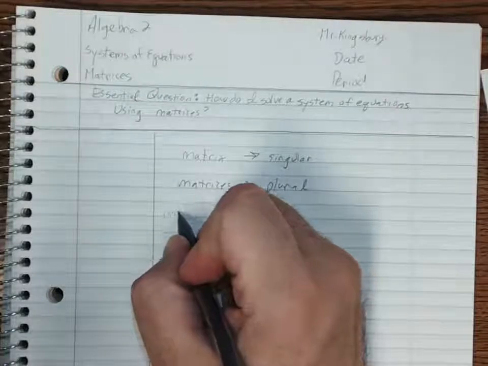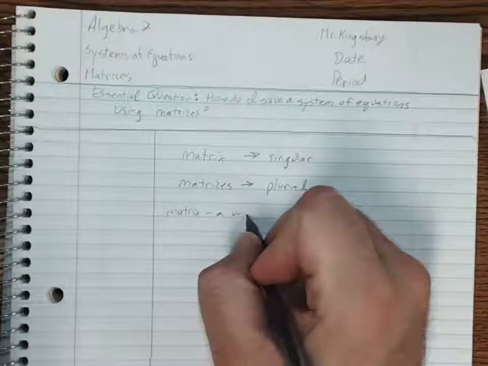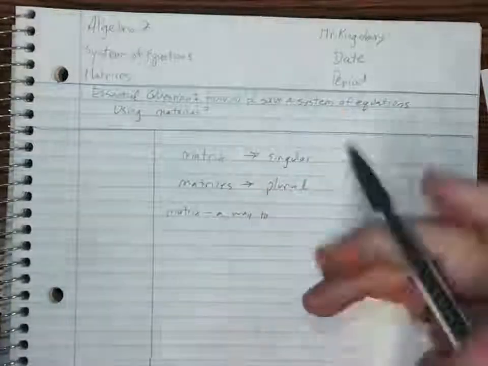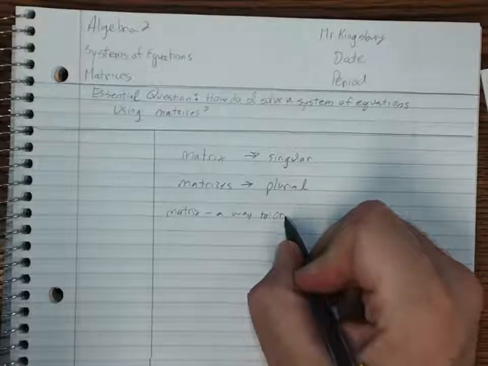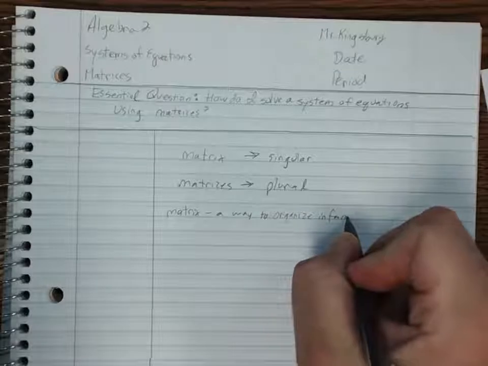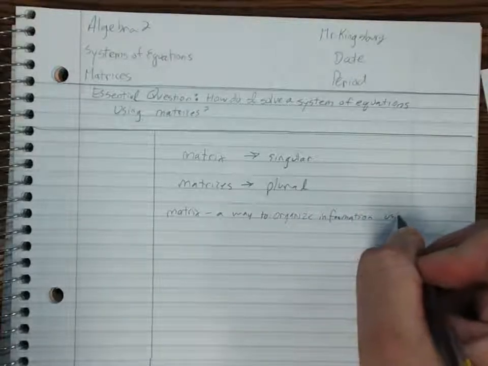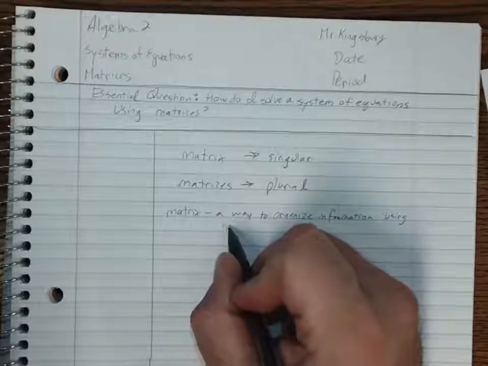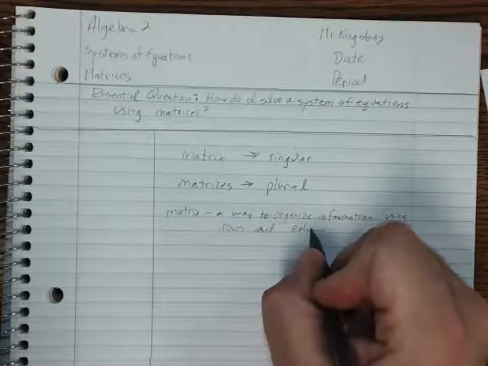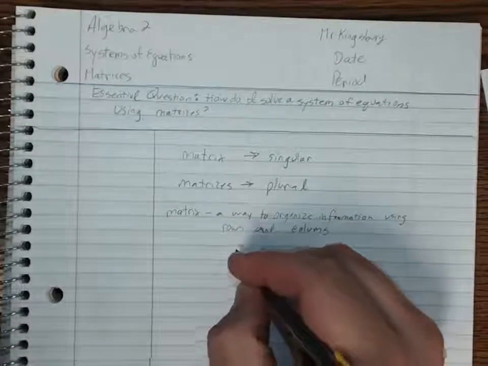A matrix is a way to organize information using rows and columns. And they always have brackets. So it'll look something like this.